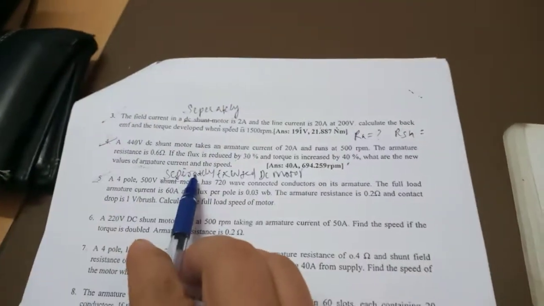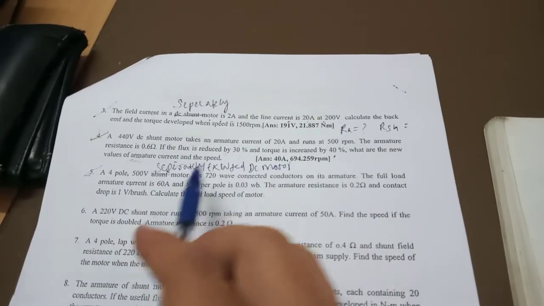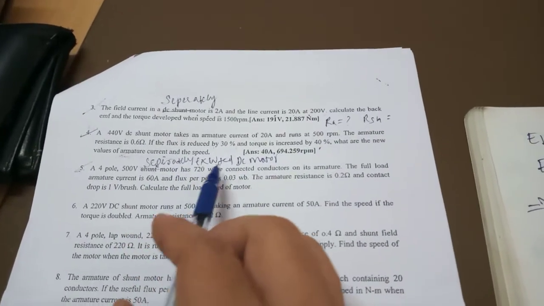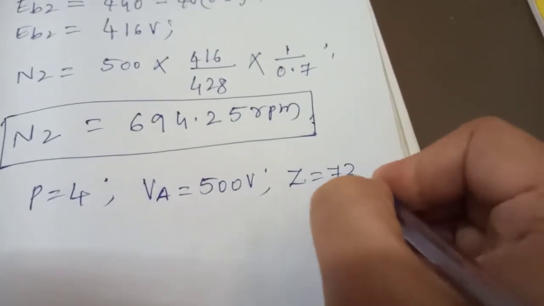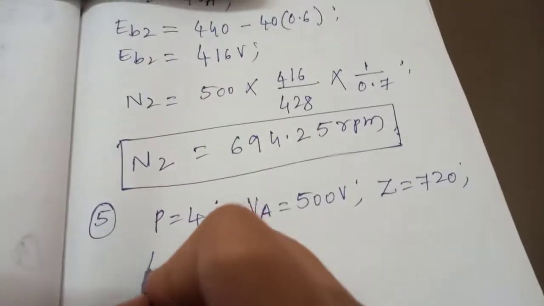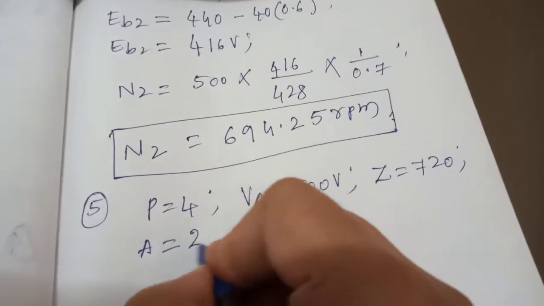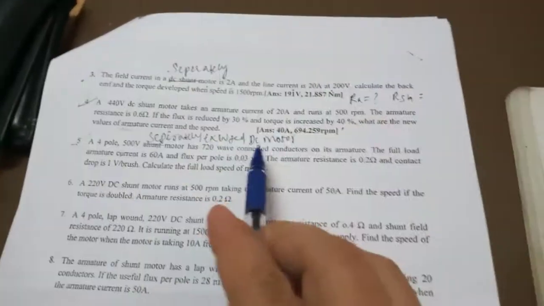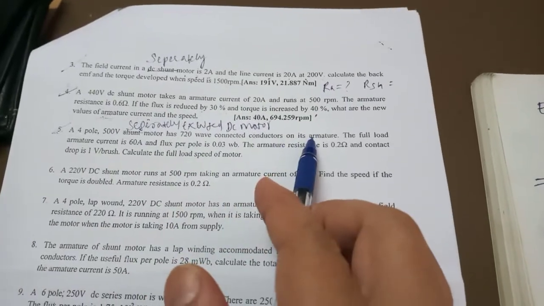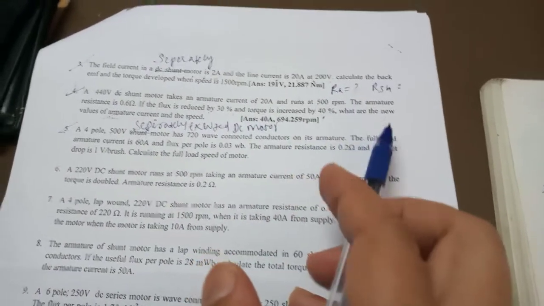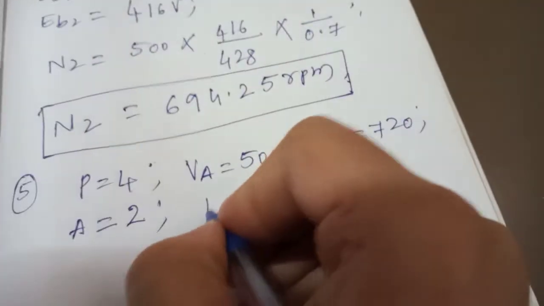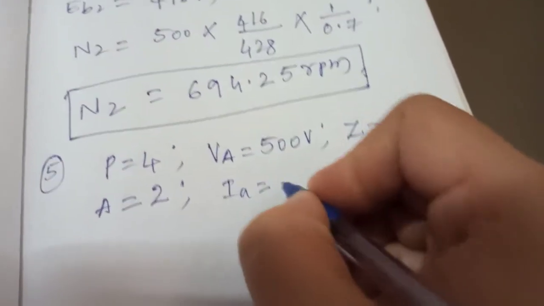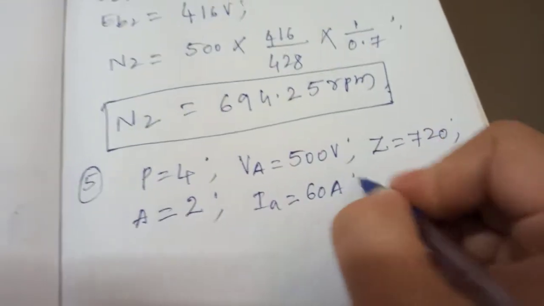The 500 volt separately excited DC motor has 720 wave connected conductors on its armature. So 720 wave connected means the number of parallel paths is equal to 2. The full load armature current is 60 amps. They have given armature current as 60 amps.